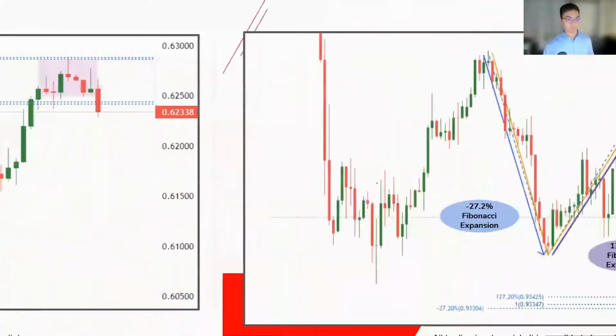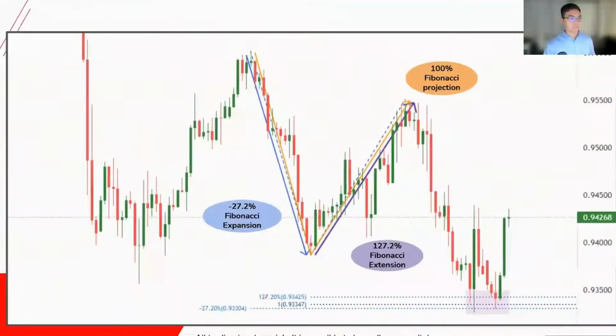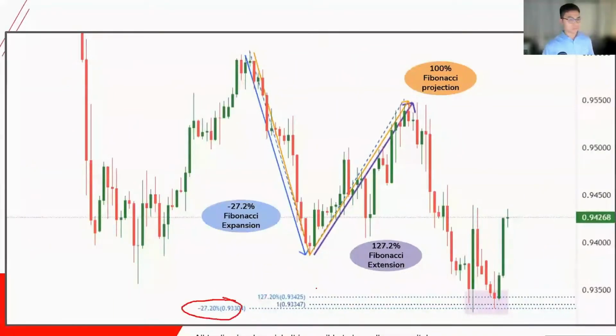Okay, same thing. Drawing down negative 27.2%, 127.2%, and even a 100% Fibonacci projection. So this entire area right here actually added confluence that price could potentially reverse and point back up. So price then proceeded to bounce off this very, very strong level. There's many confluences.